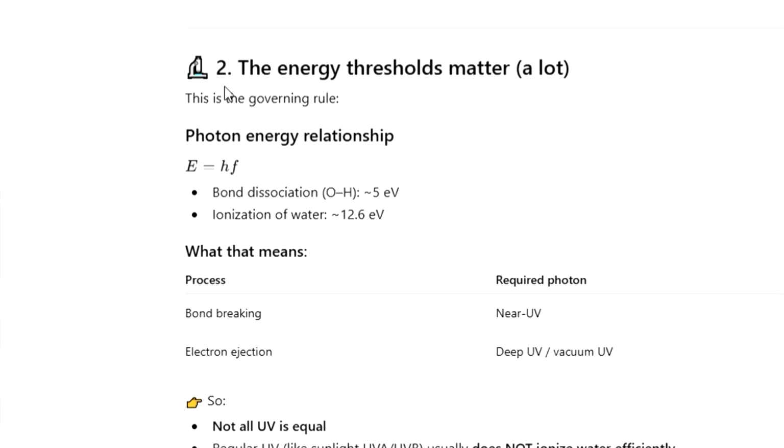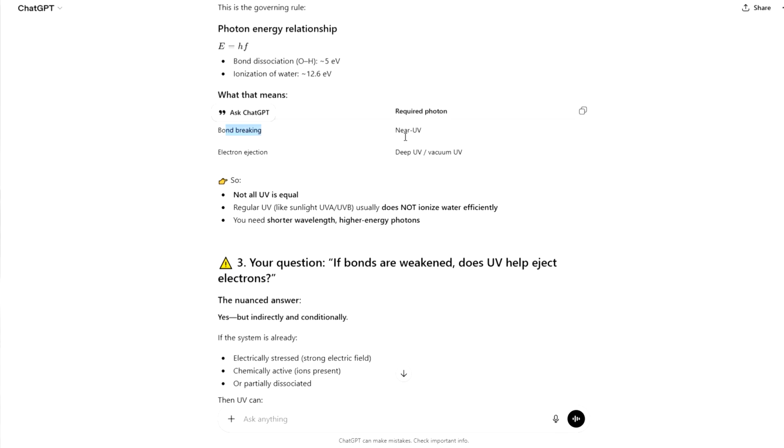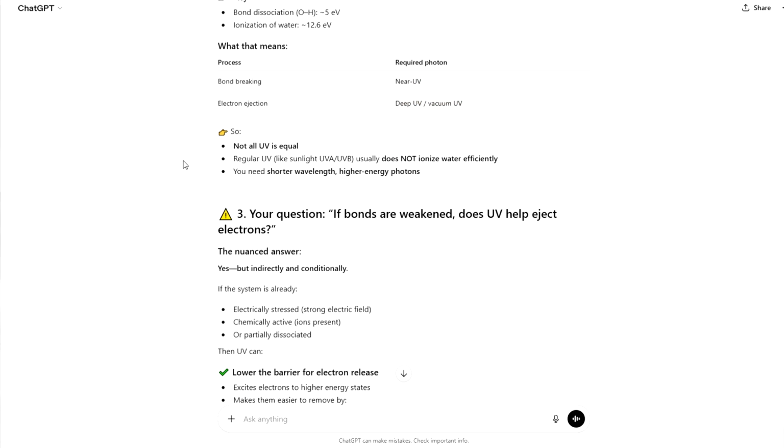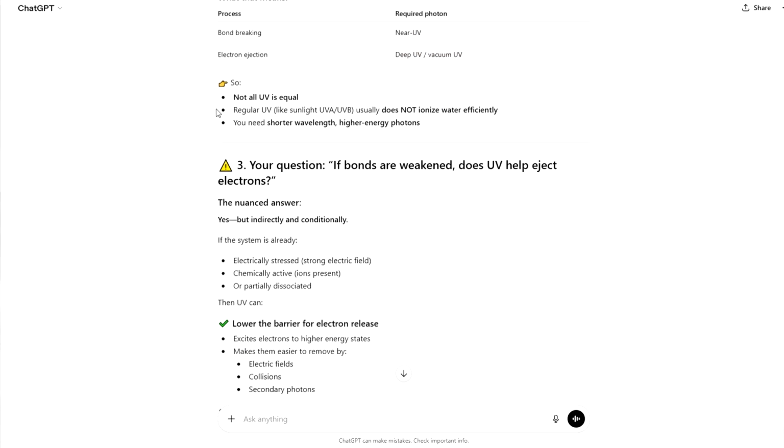That's kind of what we're going for here. The energy thresholds matter a lot. For bond breaking, you need near ultraviolet frequencies. For electron ejection, you need deep UV, vacuum UV. So not all UV is equal. Regular UV, like sunlight, UVA, UVB, usually does not ionize water efficiently. You need shorter wavelength, higher energy photons.